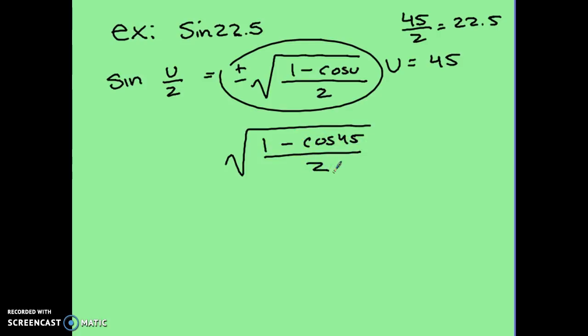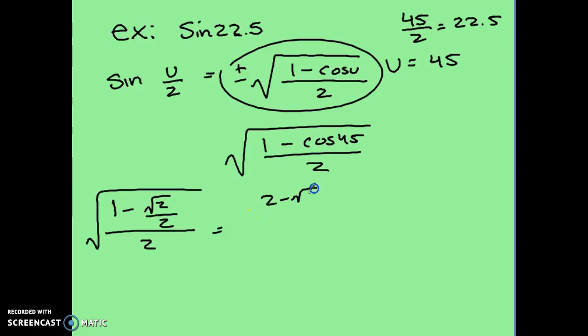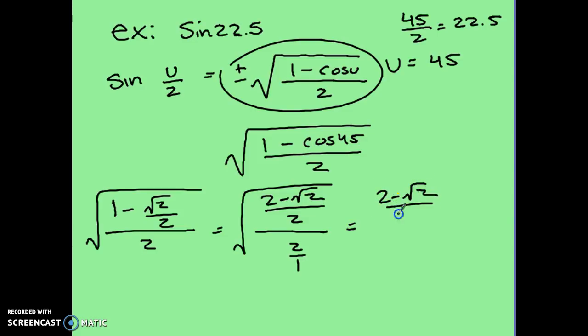Okay, I'm going to look on my unit circle and figure out what the cosine of 45 is. And it's radical 2 over 2, so I'm going to do 1 minus radical 2 over 2, all divided by 2. I need a least common denominator. So I'm going to make this 2 minus radical 2 all over 2. You're dividing by 2, which is also 2 over 1. So I can multiply by 1/2. Multiply straight across, you're going to get 4. So 2 minus radical 2 all over 4.